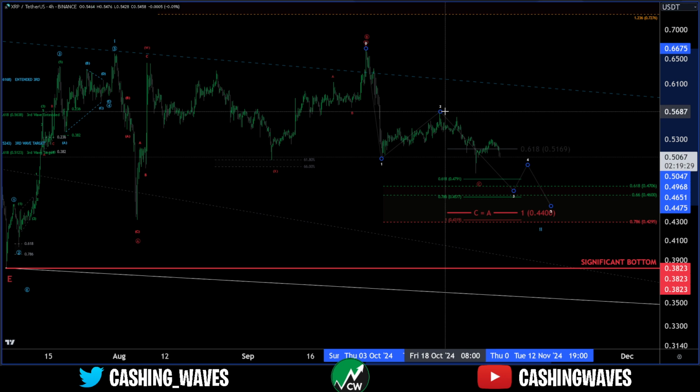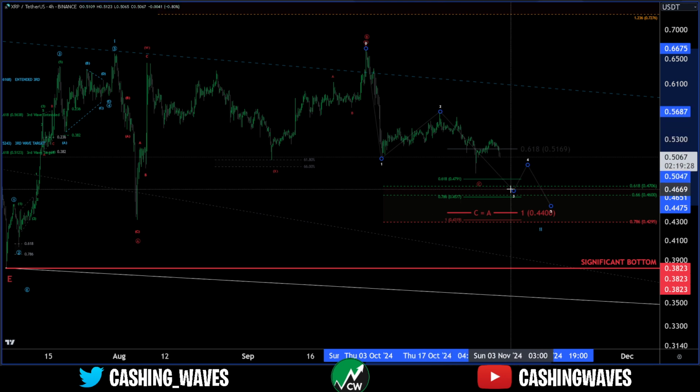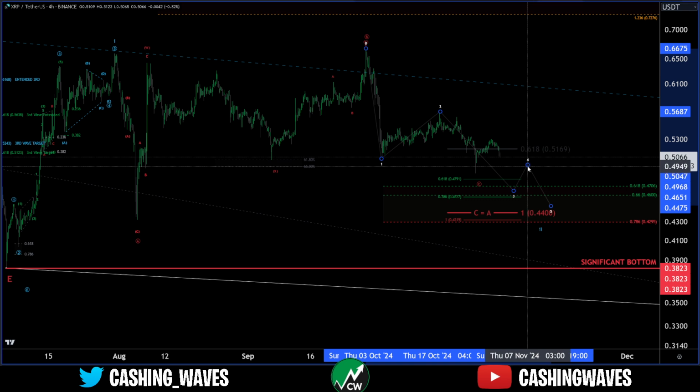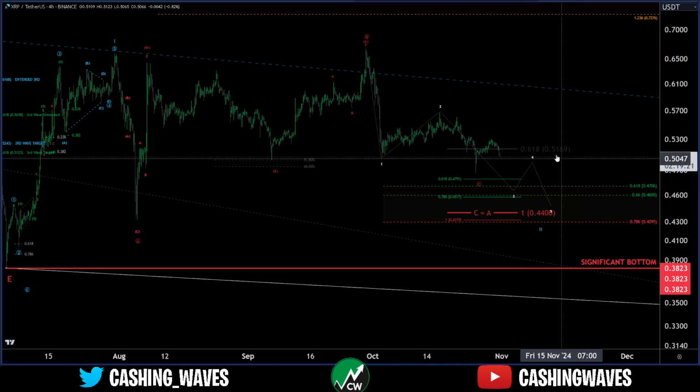And each one of these waves is a 3-wave move, ABC. So we're looking for 5-3-5s for each one of these waves. 3-wave move to the upside, 3-wave move back down. Okay, so let's go down to the smaller time frames.